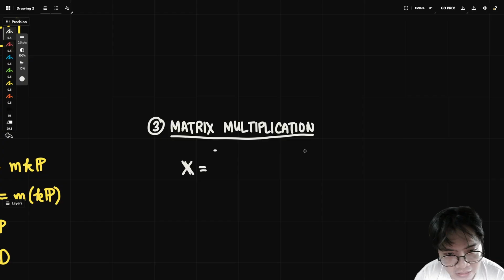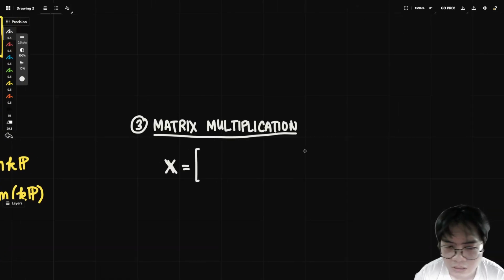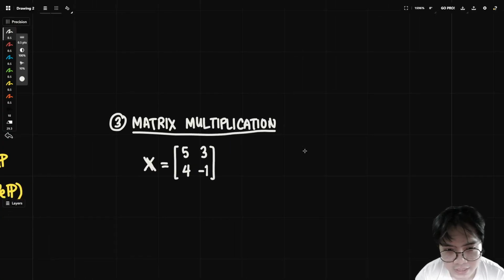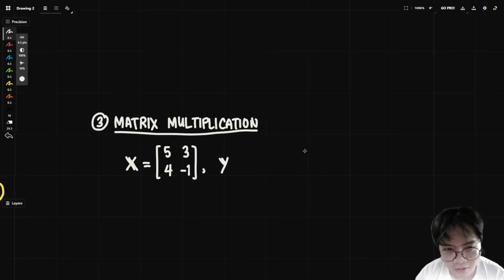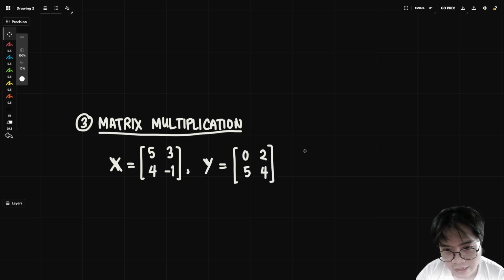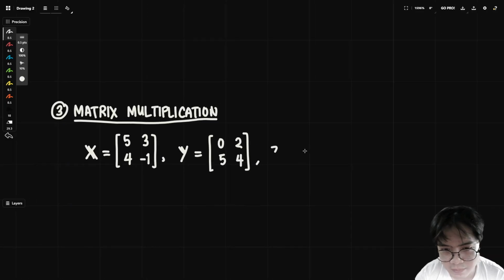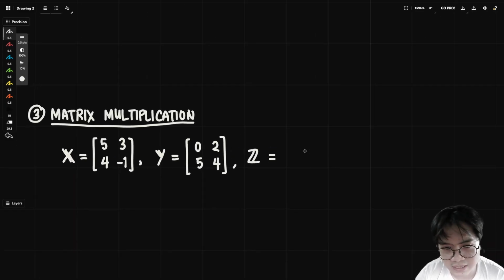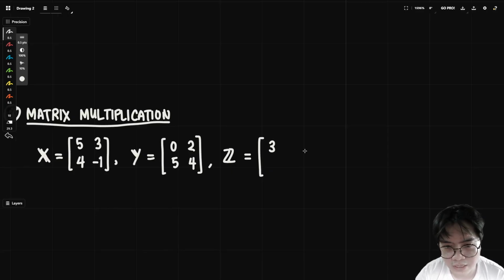here matrix X. Let's say, for example, matrix X is 5, 3, 4, -1. Let's say, for example, that Y is going to be 0, 2, 5, 4. And let's have another one. Let's say, for example, Z. Right? Let's say Z has 3, 0, 0, 5. Yeah, something like that. Right?